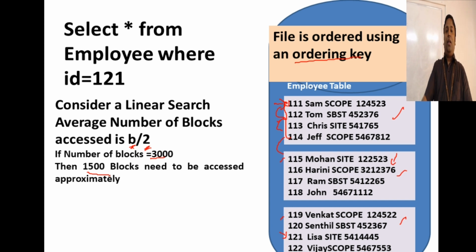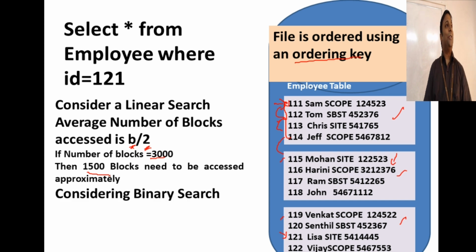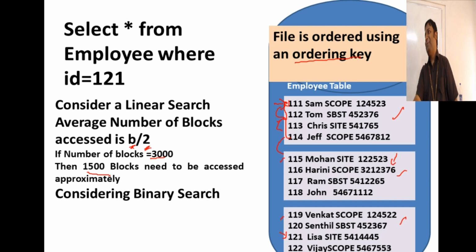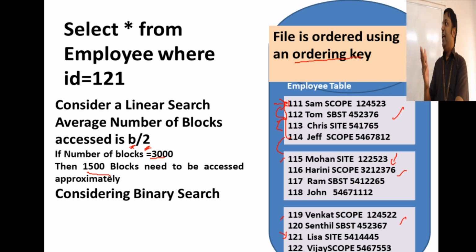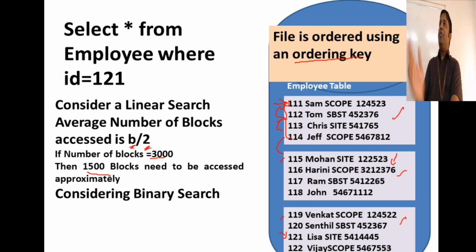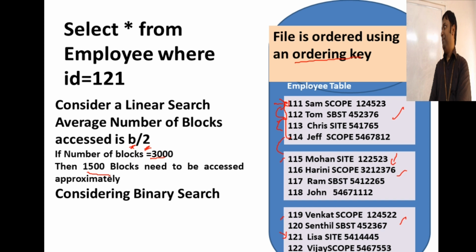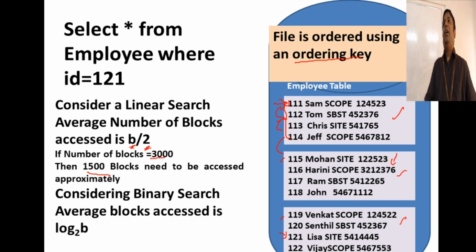Okay. So you have learnt about one more type of search, that is binary search. In what way do you think binary search is better than linear search? And when will you go in for a binary search? So what is binary search? At every iteration, you're going to eliminate almost 50% of the records. So that improves your performance. So when you talk about binary search, the average number of blocks you have to access while using binary search is log b to the base 2.